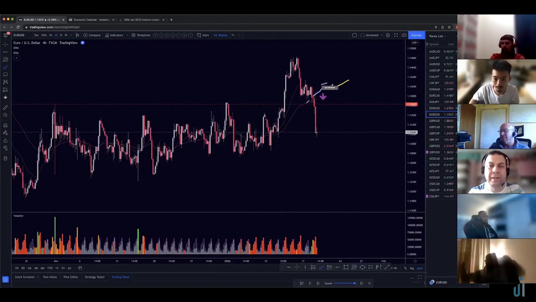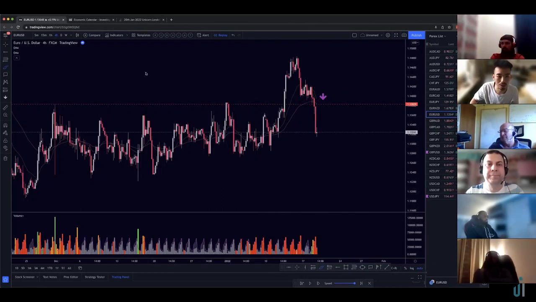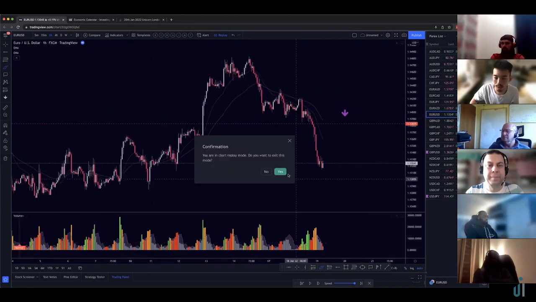Yep. People thinking it's a buy, plus the fact that these guys trying to buy this want to get out at break even, were trapped. Yeah. All right. Good. So 60-minute. Let's move on.